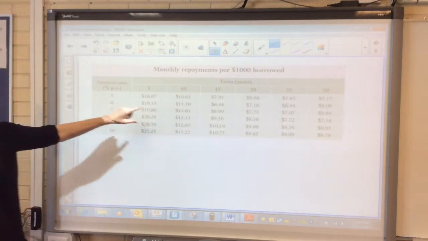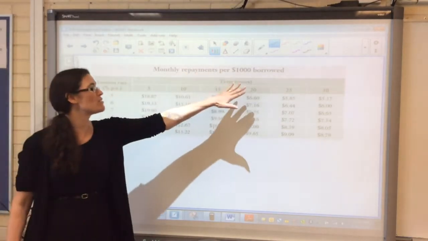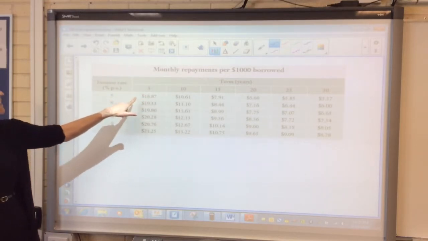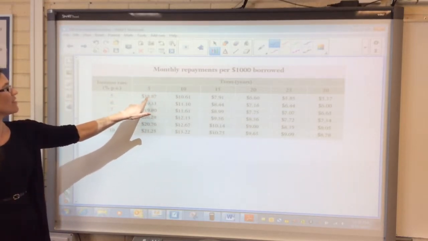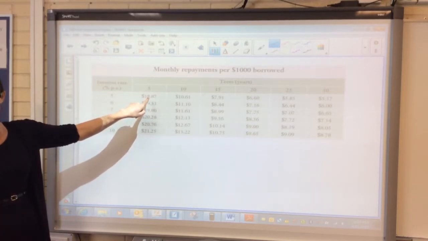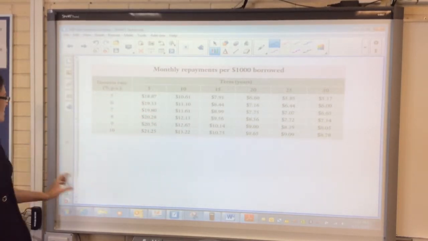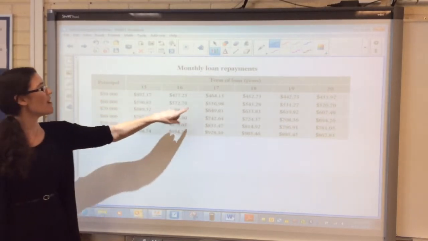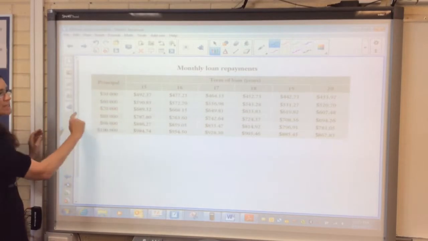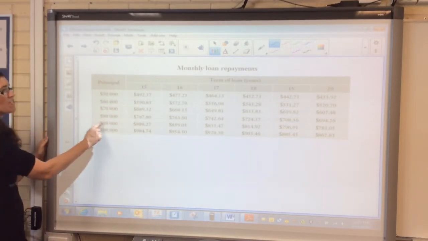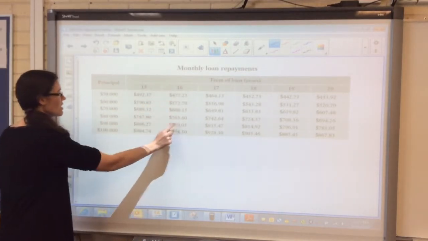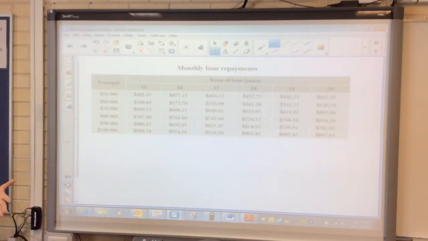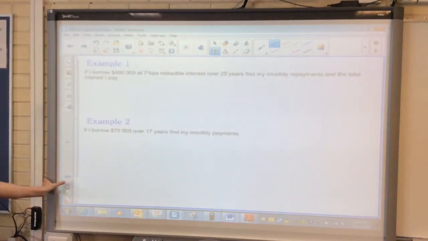This table here says what happens per $1,000 borrowed. So for example, if I borrowed it for 5 years at 5%, then I would have to pay that every month. Okay? But if I borrowed $2,000, I have to pay twice as much. In this second type of table, these numbers here are what the repayments are for different principals. So for example, if I borrowed $90,000 for 16 years, then that's the exact amount I would pay every month. Okay? So 2 simple examples.